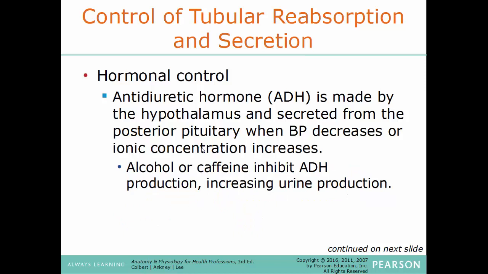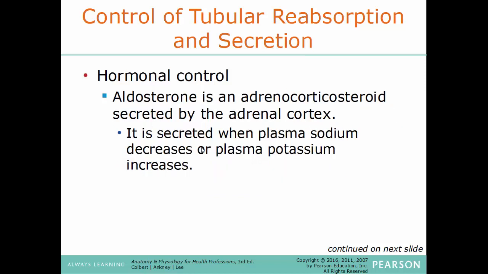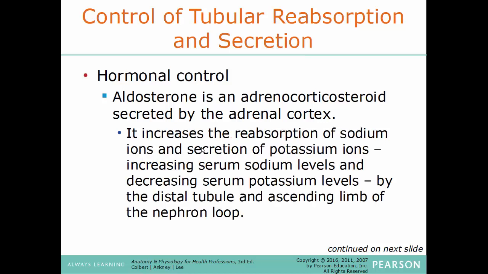Now things like alcohol or caffeine will inhibit ADH, which is why you urinate more whenever you drink caffeine or alcohol. The aldosterone is an adrenocorticosteroid that's secreted by the adrenal cortex. It is secreted when the plasma sodium decreases or the plasma potassium increases. And its function is to increase the reabsorption of sodium ions and also to increase the secretion of potassium ions. And by doing so, it will increase serum sodium levels and decrease serum potassium levels.